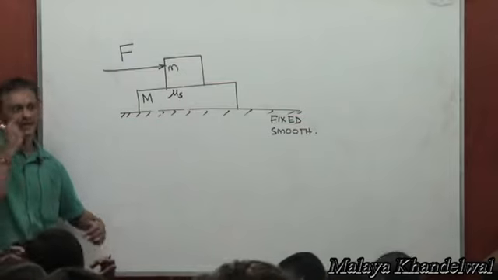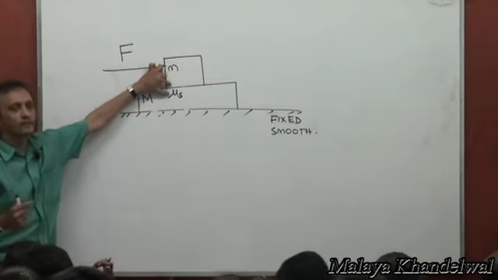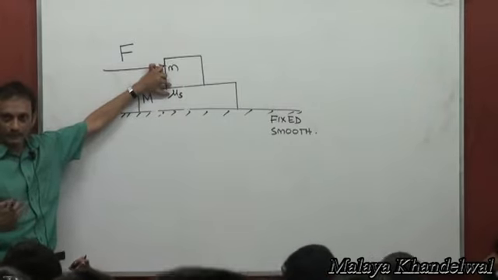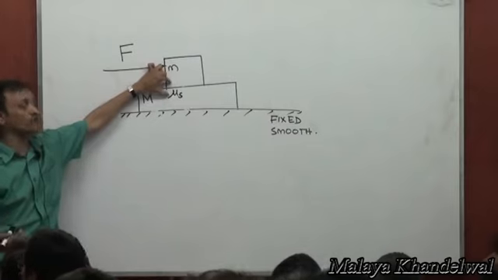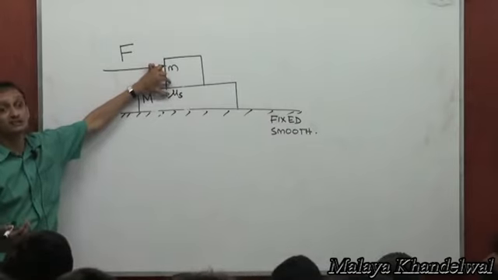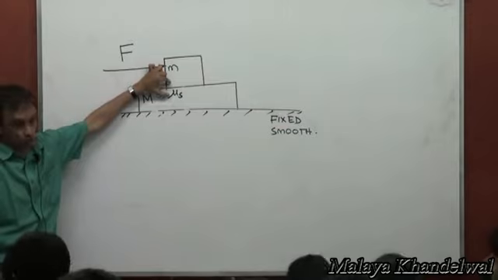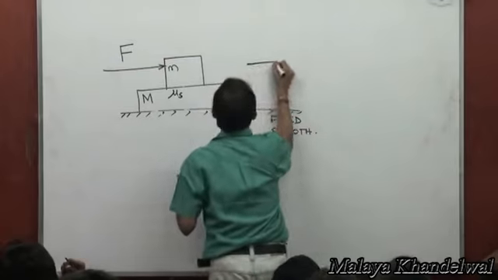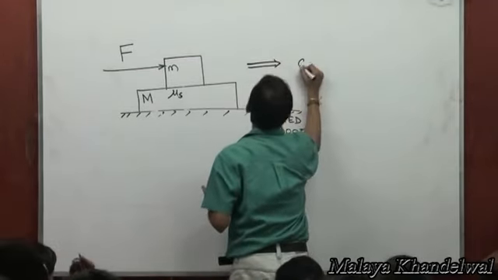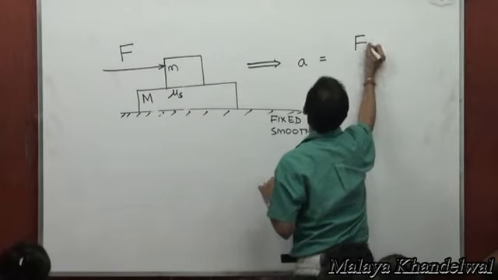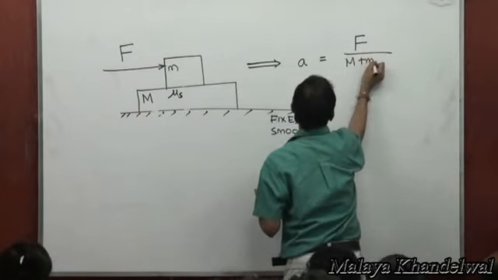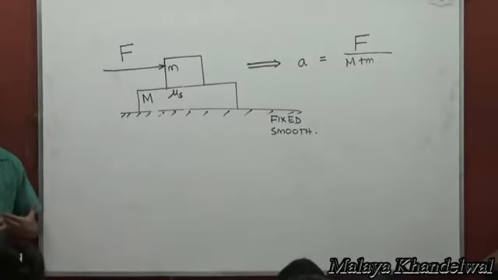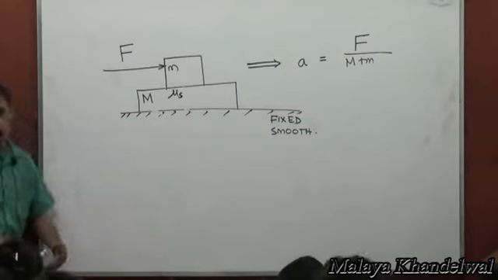That means you assume that there are static conditions prevalent between small m and capital M. That means you're also assuming that the frictional force between small m and capital M is less than or equal to maximum static friction between the two. So the assumption of common acceleration leads to A, the common acceleration, equal to F by capital M plus small m, if at all. So this is all hypothetical.